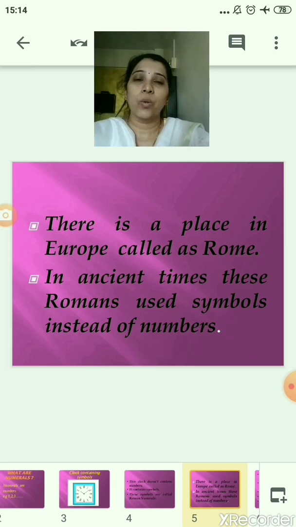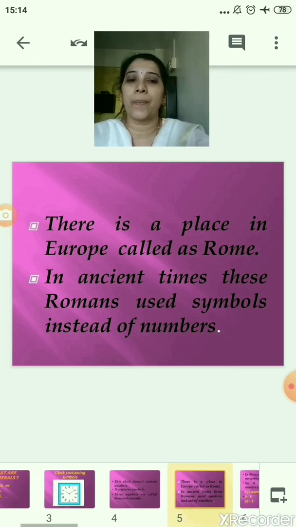Why are they called Roman numerals? There is a place in Europe called Rome. In ancient times, these Romans used symbols instead of numbers. That's the reason they are called Roman numerals.